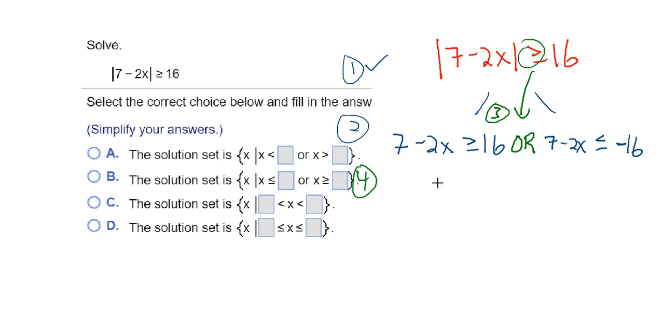And then step 4 is solve this compound inequality. So we'll start by subtracting 7 from both sides. We get negative 2x is greater than or equal to 9.